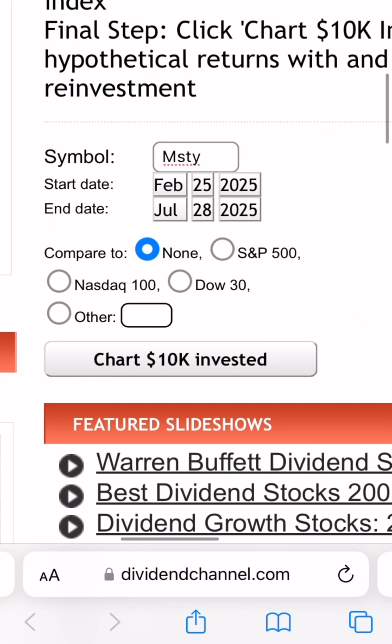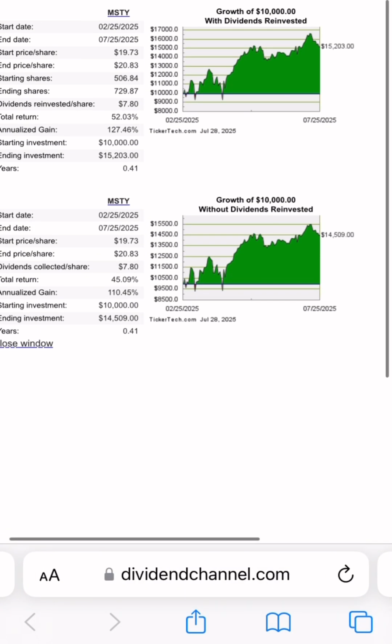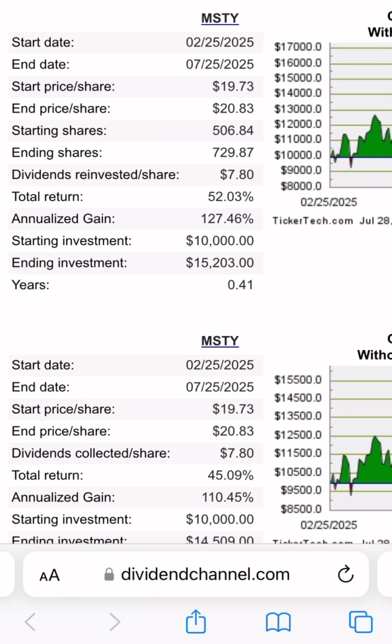You can plug it into Dividend Channel, but I usually like going to Testfol.io because it shows the amount you want to put in, because not everyone has 10K right off the bat, but this shows the 10K. So here it is. Me, I would do it with dividends reinvested. I'm not concerned with without. If I would have done it back in February, the starting price would be that $19, and right now we're at 20.83. The share count went up by like 220, and they paid me already $780.